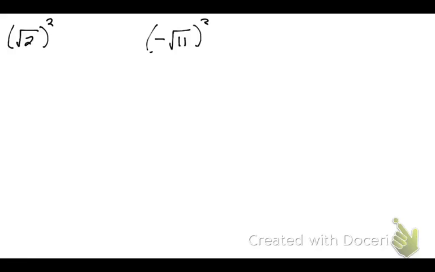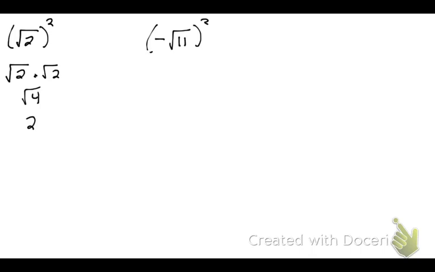Now we're going to introduce some exponents with square roots, but really this shouldn't bother us because we know that the square root of 2 squared just means the square root of 2 times the square root of 2, which is the square root of 4, which is just 2.